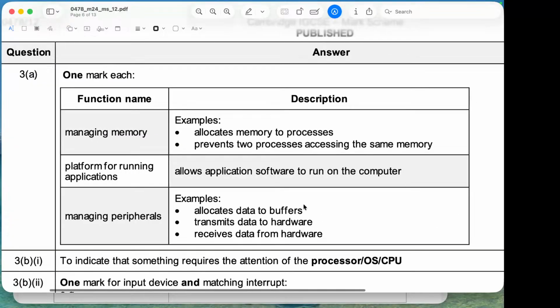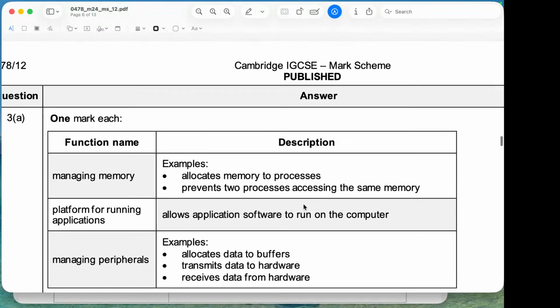They've put examples, so if you put something that isn't here that is correct, you will get a mark. So managing memory: it allocates memory to processes, prevents two processes accessing the same memory. What allows application software to run on the computer? For an operating system, it's a platform for running applications. And then how can you describe managing peripherals?